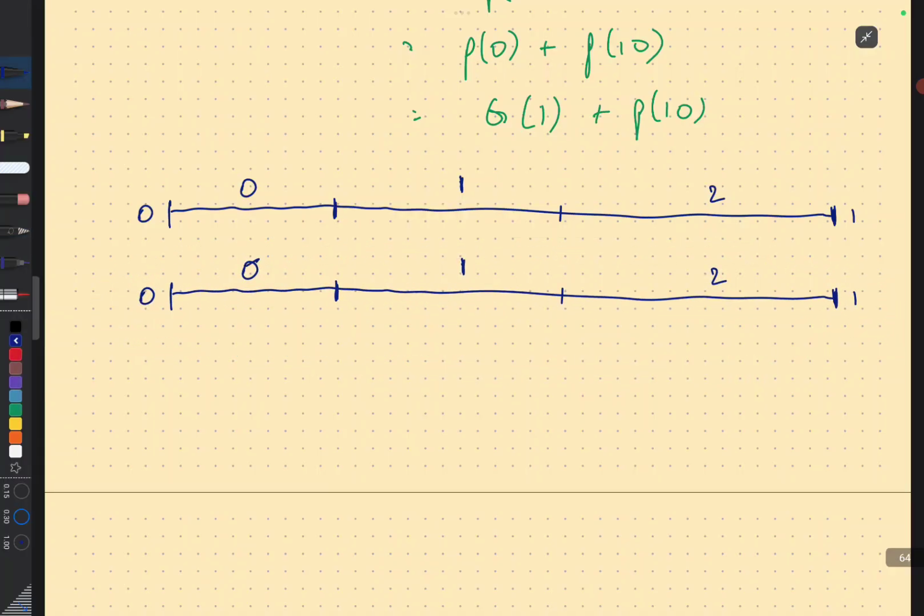When I look at pairs of symbols, I'm essentially partitioning each of these intervals into subintervals. I'm just partitioning each of these subintervals into each of these subintervals. So this is 0 0, 0 1, 0 2, 1 0, 1 1, 1 2, and 2 0, 2 1, and 2 2. And the width of each of these subintervals is the probability of occurrence of that particular sequence of symbols.